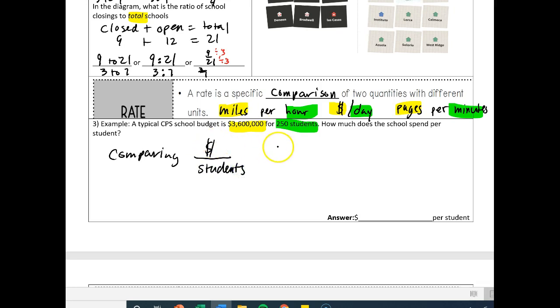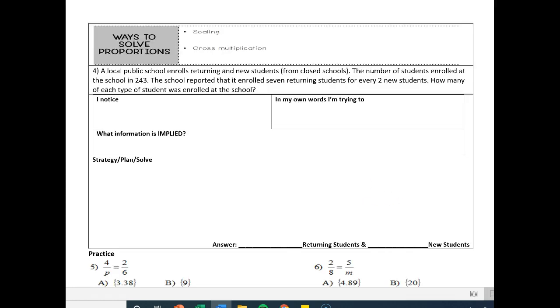All right, so the money is $3,600,000, and the students are 250. So if I divide that, I will get my answer of $14,400 per student. That's important, right? The two different units, dollars and students. If you flip to the back side, there's a couple different ways we can do this.